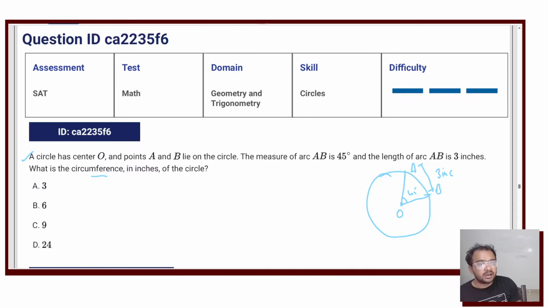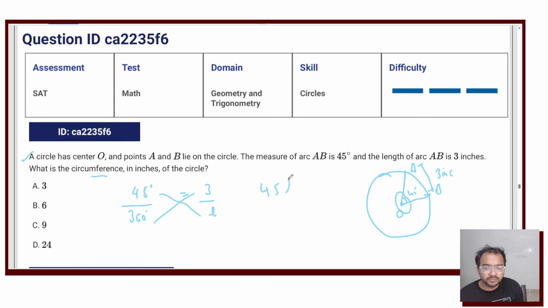We know that arc length is proportional to the angle subtended at the center. So if 45 degrees gives you 3 inches, then how much will 360 give? 360 will give you the total length. This complete angle is 360. So corresponding to this, what length will you get? I just need to solve this equation.